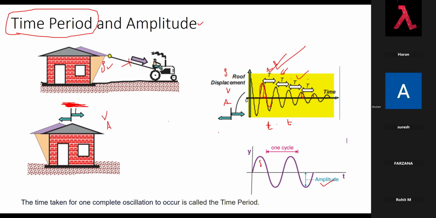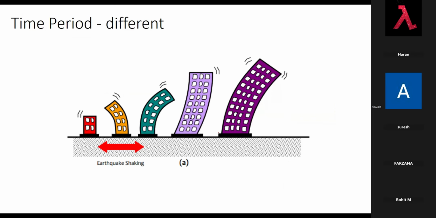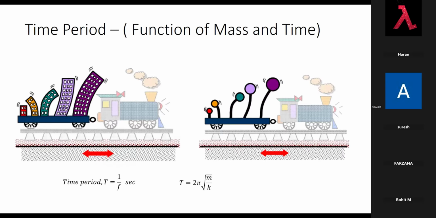So I just go to the next slide. Let's see what the time period is. Now let's take different buildings, a small building and a high building. Let us assume I am giving some force on the ground story. Let's take, I'm pulling this with a train. The train is pulling, it gives some horizontal motion, moving at some constant velocity. Obviously the load here also gets some velocity.